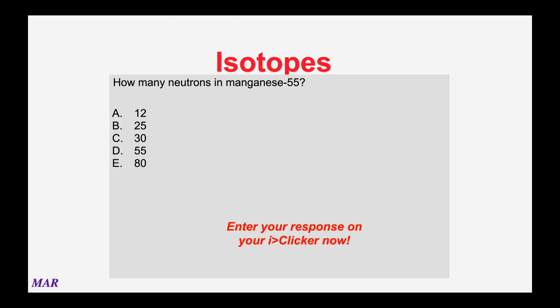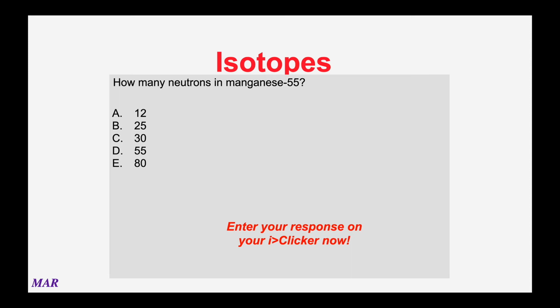How many neutrons in manganese 55? Okay, so neutrons are not something that you see in the representation of the element. So for example, in this problem, we see a 55. Well, that's not the number of neutrons. If you look at the periodic table, manganese is number 25, but that's not the number of neutrons either. So let's remember what these numbers are. 55 is the mass number. That's protons plus neutrons. And on the periodic table, the 25 you see for Mn, that's the number of protons.